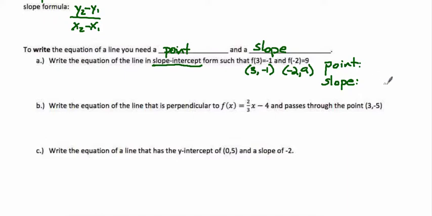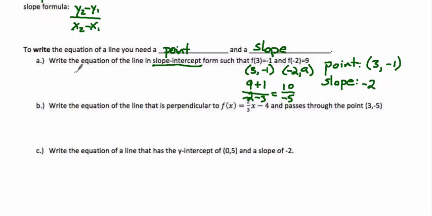Okay, my point could be either one of these. It doesn't matter. I'm just going to choose 3, -1. And now I'm going to have to find the slope. So I'm going to take my change in y. So 9 minus a -1 is going to be +1. And then -2 minus 3. So now I have 10 over -5. So my slope simplifies to -2.